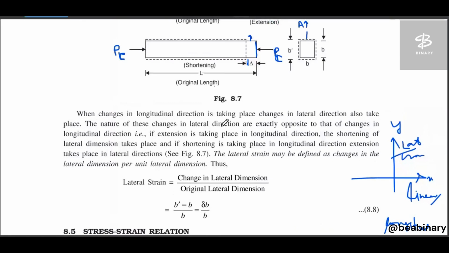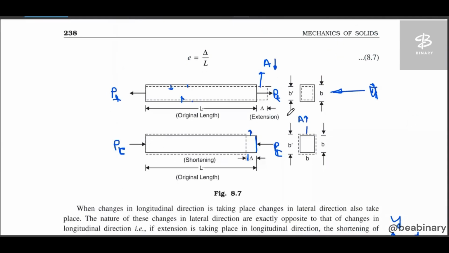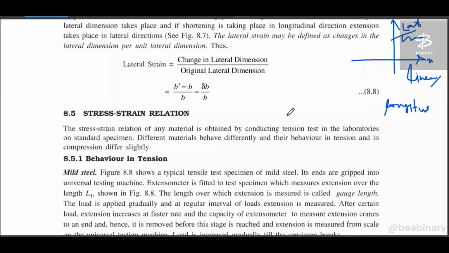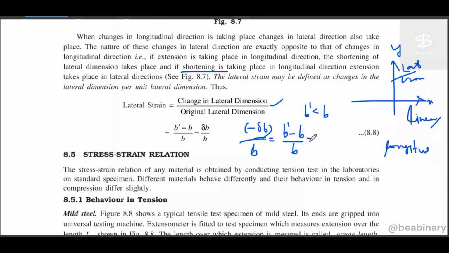Now we want to take the contraction. In that case, contraction is B dash minus B upon B. This is negative, meaning delta B is negative, so we obtain minus delta B upon B. Suppose this is the extension. Now we take the contraction or shortening. In case of shortening, this is minus delta B upon B, because this is B dash minus B upon B, but B dash here is less than B. So this is negative: minus delta B upon B.